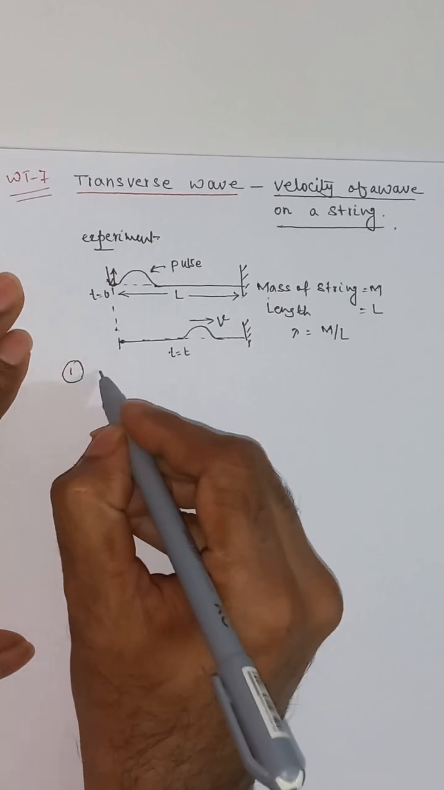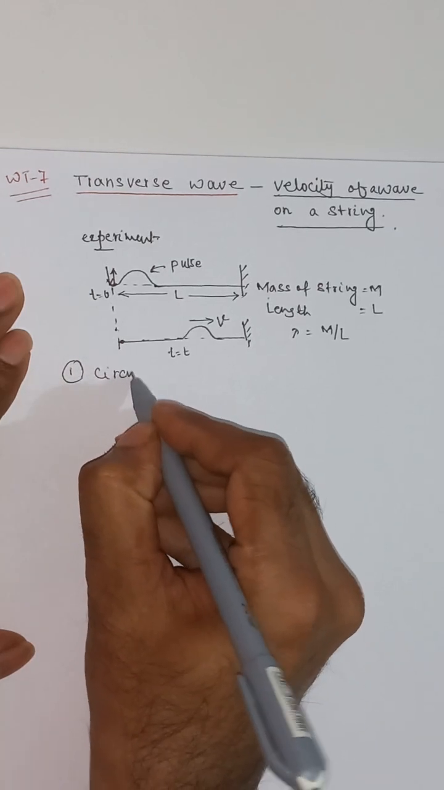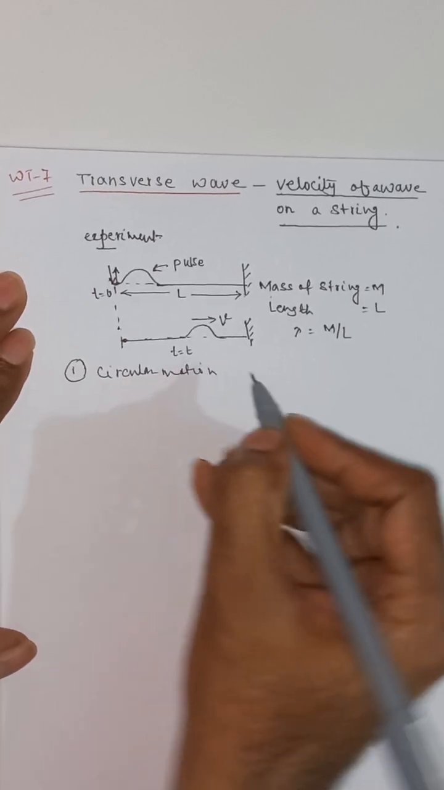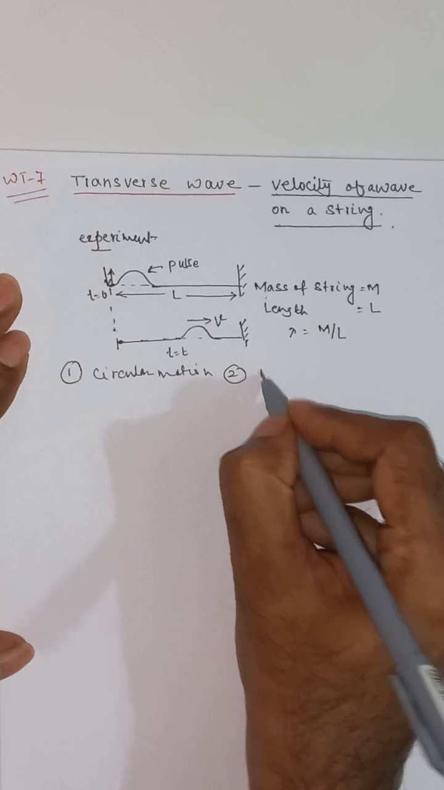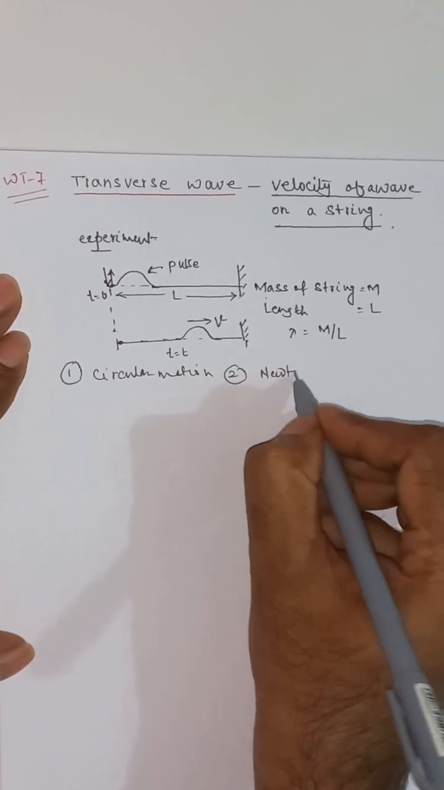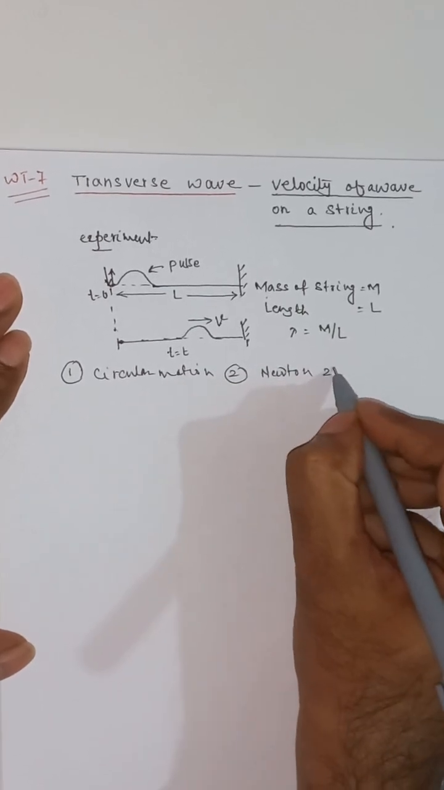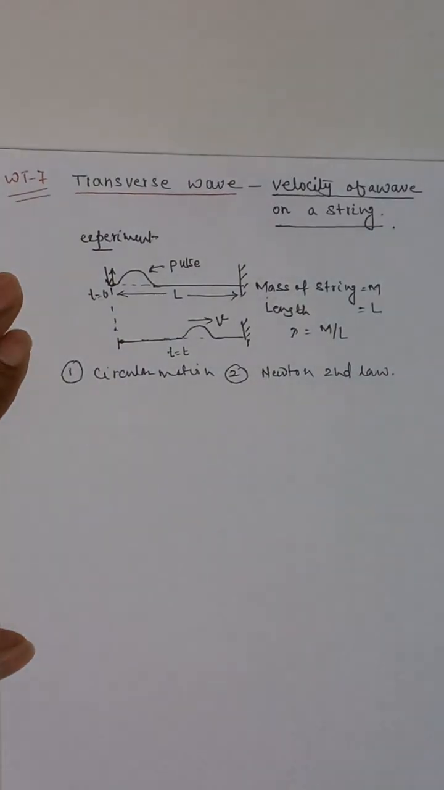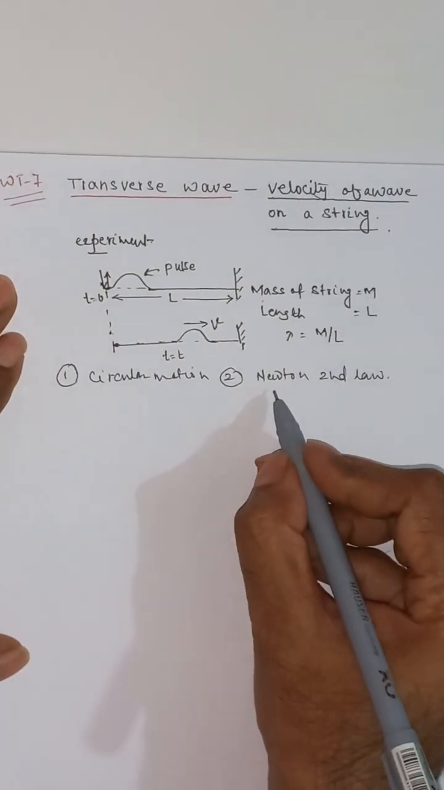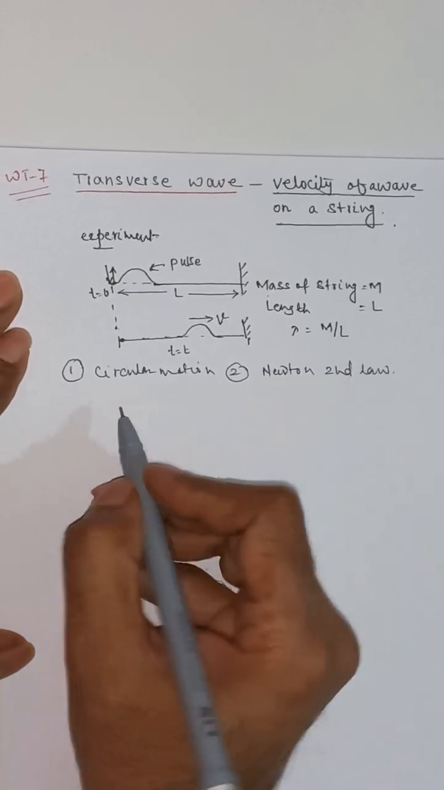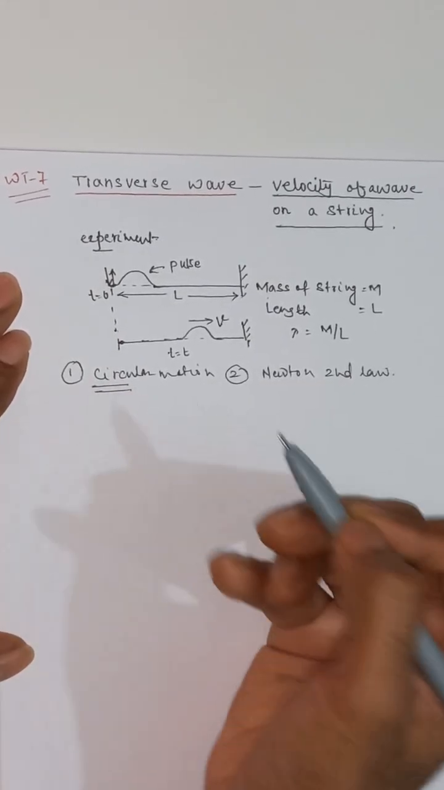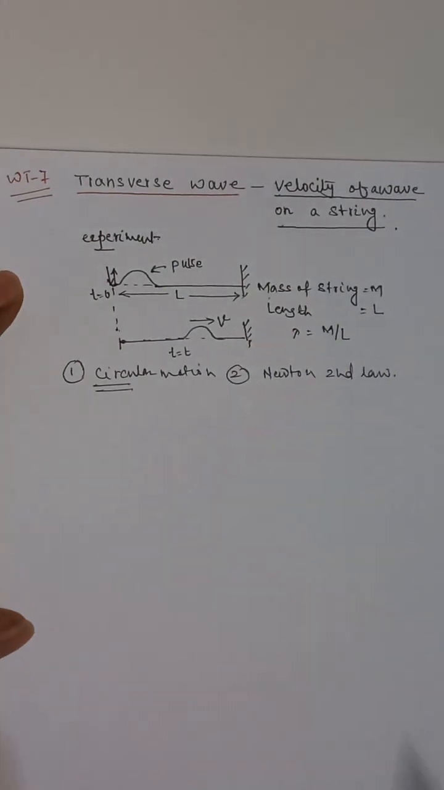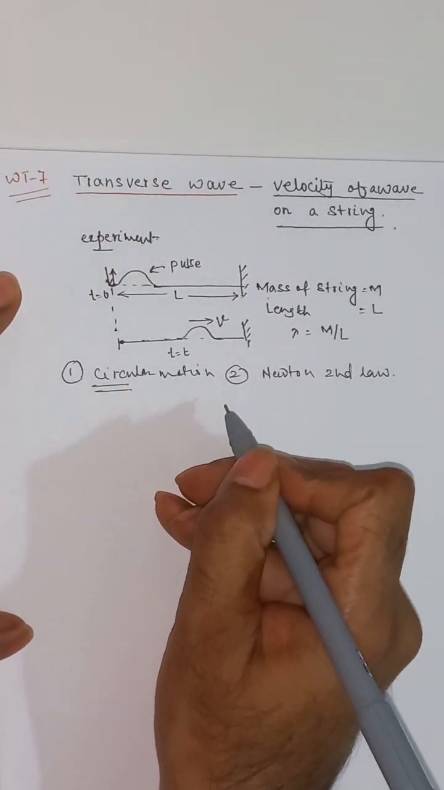One, we will use the circular motion concept. And second, we'll use Newton's law of motion, Newton's second law. So for the second method, we'll use Newton's second law. First we will try with the circular motion concept. Now the question is how we can use the circular motion concept.